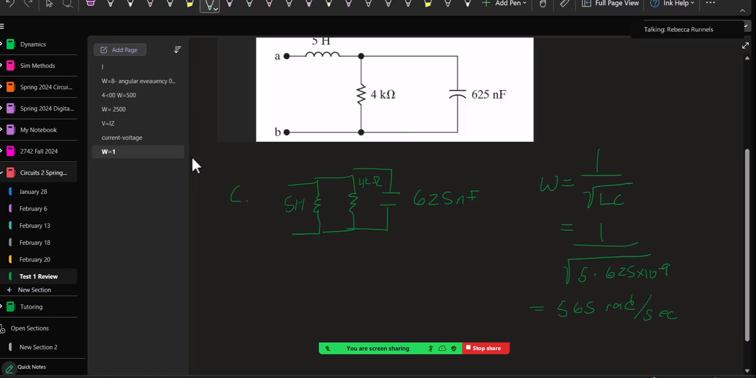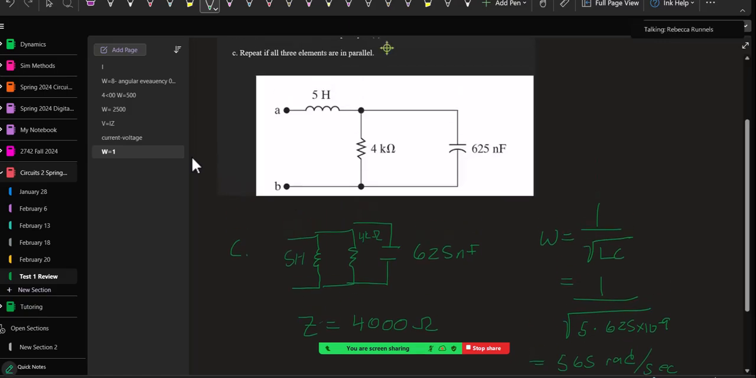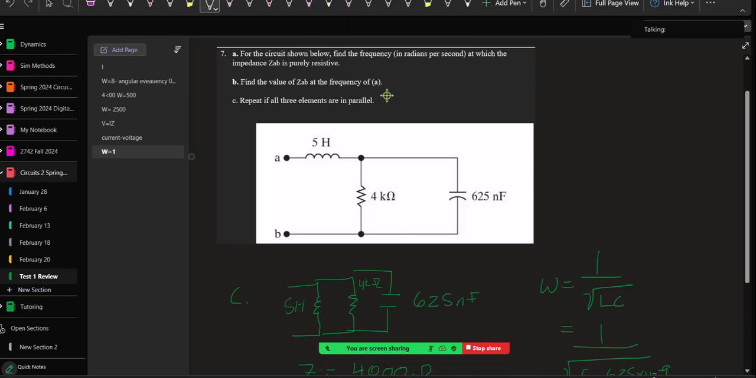And at that frequency, it is purely resistive, and so Z would equal just the value of my resistance, which would be 4,000 ohms. That's part C. Part A, we can't do that because this is neither series nor parallel. And so what we need to do is to combine them.